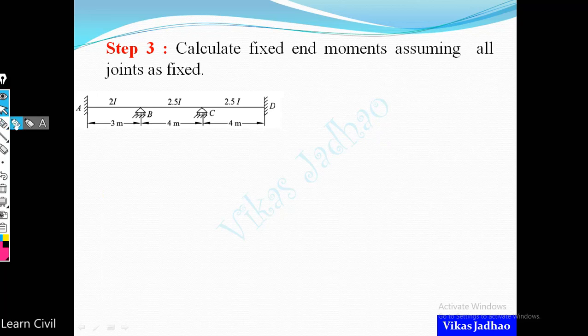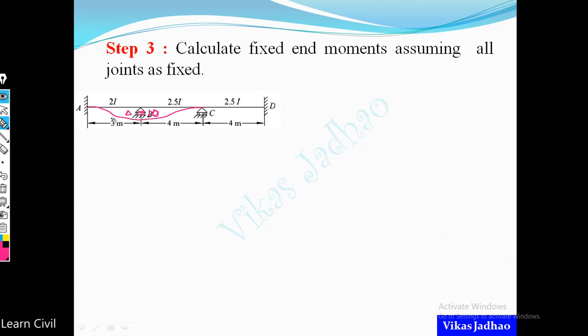Step 3, to calculate the fixed end moment. As we know, there are no external loads acting on this beam, therefore there won't be any fixed end moment due to external load. But at the same time, you can see that support B is sinking by an amount of 10 mm. So this delta here is equal to 10 mm. Here you can see at support B, the sinking is 10 mm.